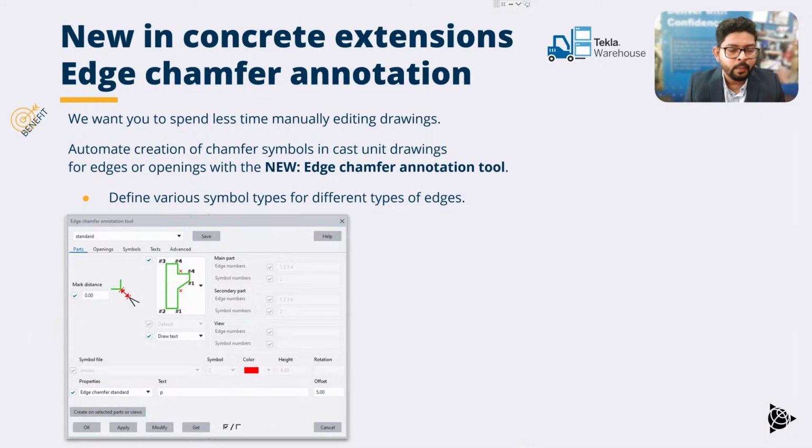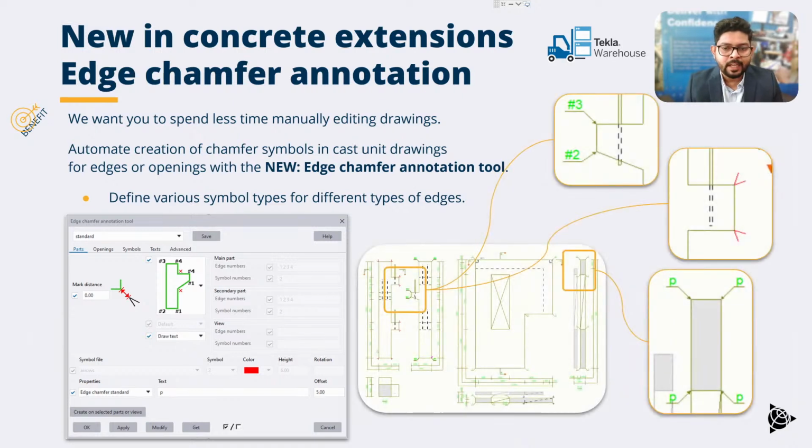And looking at a new extension in the drawing side, which is called the edge chamfer annotation tool, and this tool can be downloaded from the Tekla warehouse. So with the help of this tool, you would be able to create symbols for edges of chamfers or in the openings. And users can define different symbols for different types of edges which are coming in the chamfers and openings.